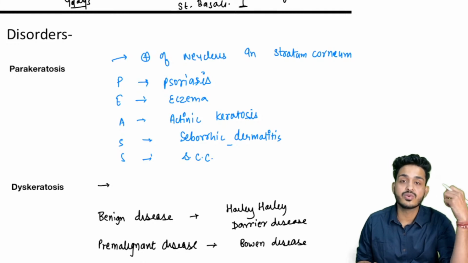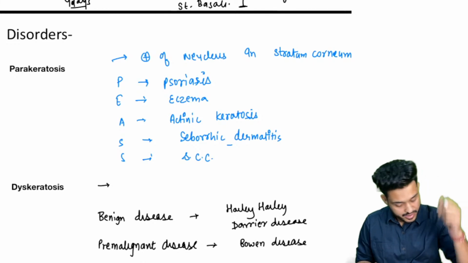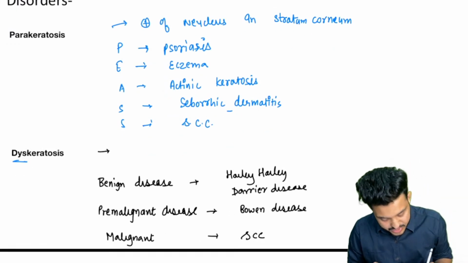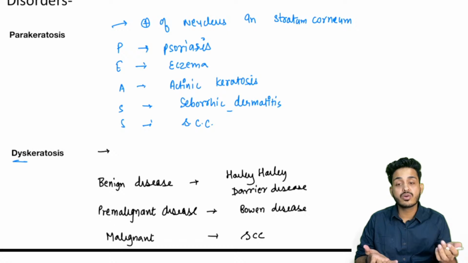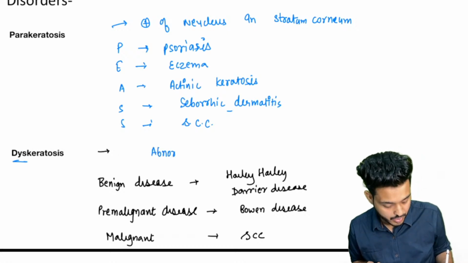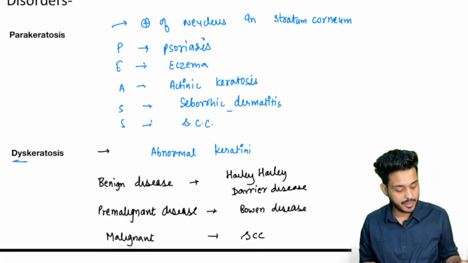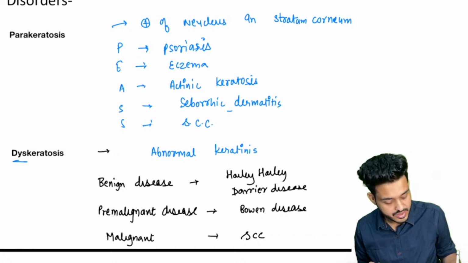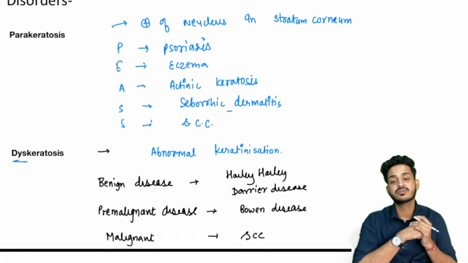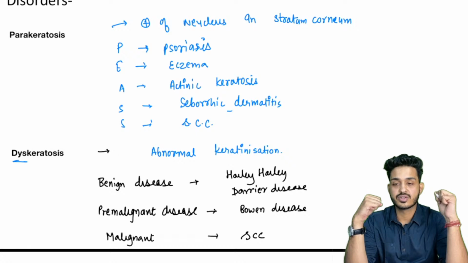Okay, यहाँ पर हम लोगों को क्या मिलेगा? We will be finding parakeratosis over here. Next one is your dyskeratosis. Dyskeratosis मतलब abnormal keratinization. So we are having two things. First one is your parakeratosis. Second one is your dyskeratosis.